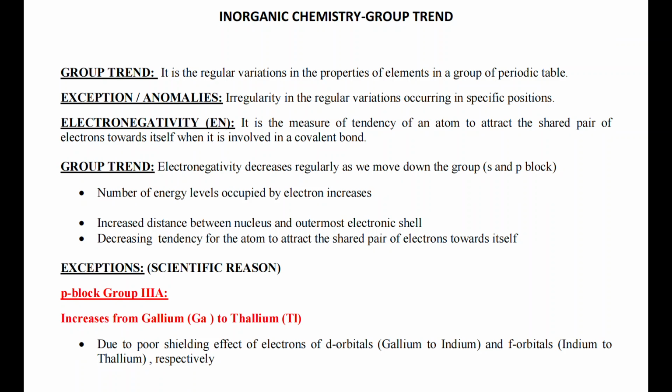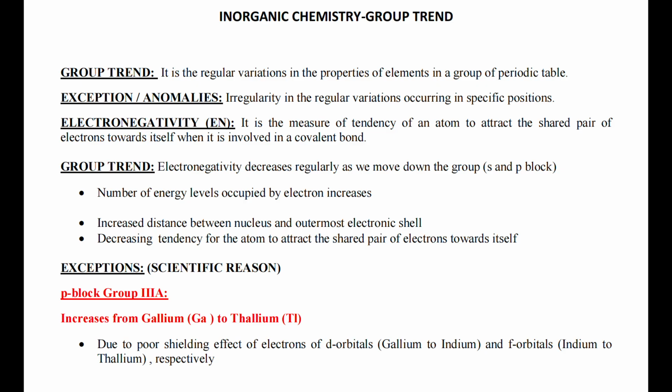This video is about the group trend for inorganic chemistry. Talking about the group trend, trend means a regular behavior. Group is for the periodic table, which means we are considering the elements that are located in a group in the periodic table. When these both words combine, it forms group trend, which means the regular variation in the properties of the elements that are located in the group in the periodic table.